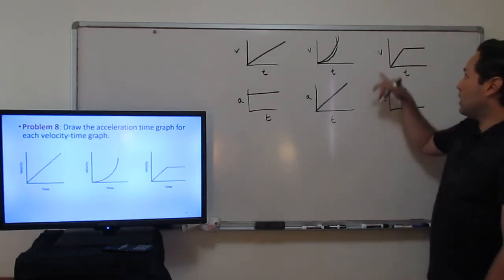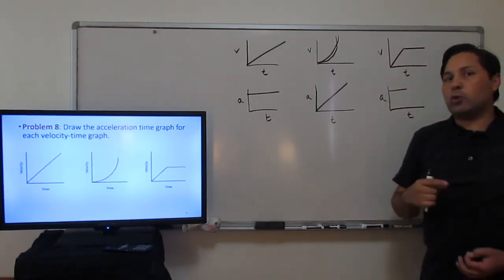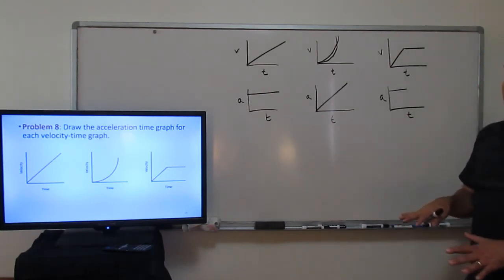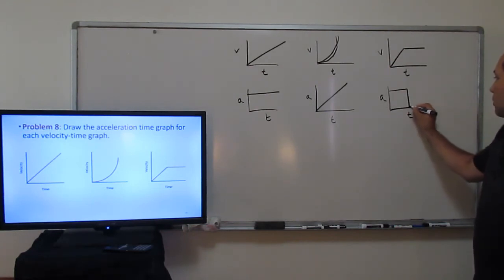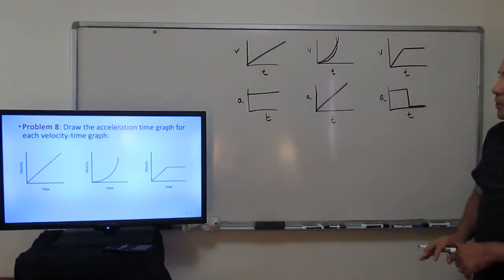And then what happens to the line? The velocity remains constant, so you're no longer accelerating. Now you're just holding your speed. So no acceleration, then it will drop to 0. And that would be the answer for that.